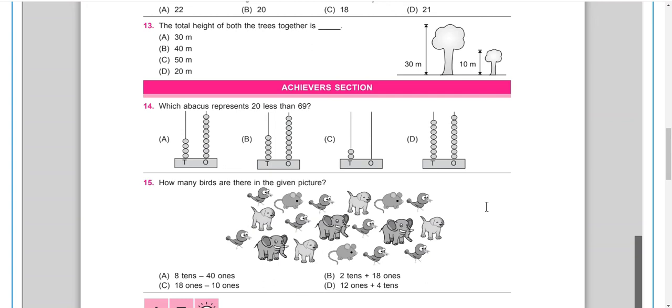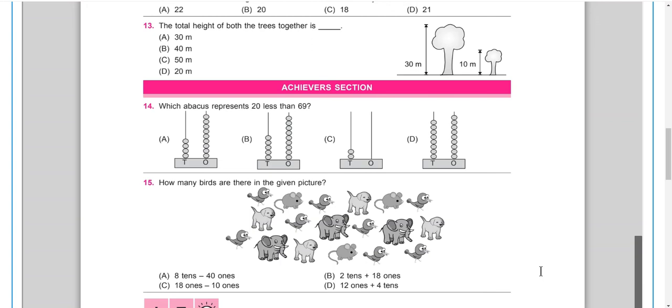The first option is telling 8 tens minus 4 ones, 40 ones. It's false. 80 minus 40 is not the answer. Wrong. Then look out for B, which is 2 tens plus 18 ones. Sorry, this is also wrong. Let's look out for option C.